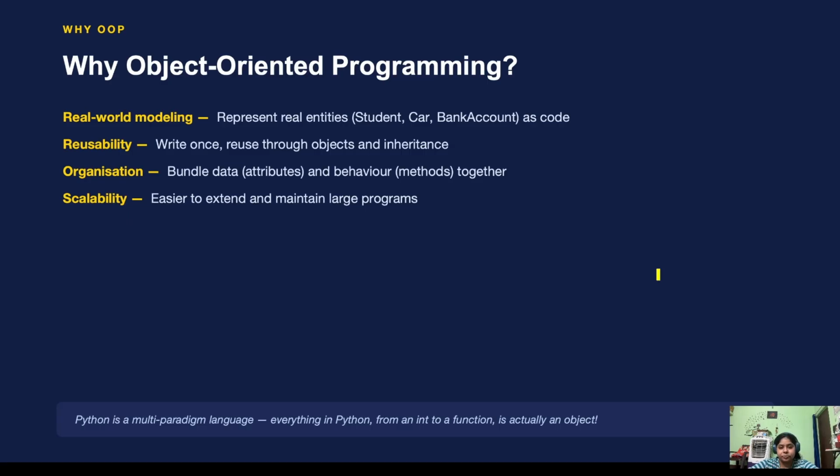Let's see why object oriented programming is required. Basically, real world modeling. What does that mean? It means representing real entities such as a car, student, or bank account, which are used in daily life. When we talk about daily life things, that is where OOPS comes in. Then reusability: write it once and you can use it through objects and inheritance. Once you have created a block of code, you can use it throughout the object, and it can also be inherited.